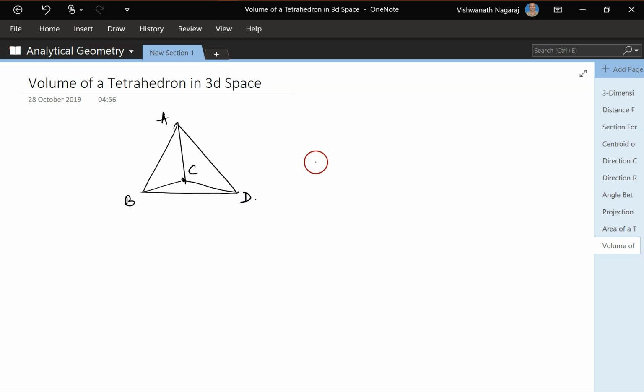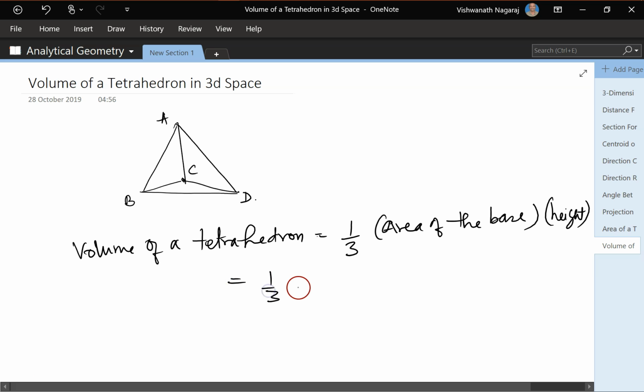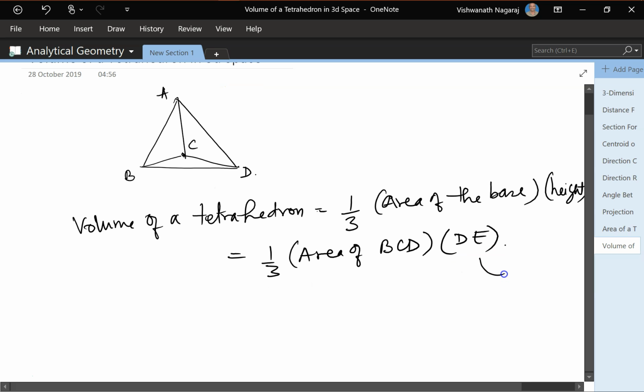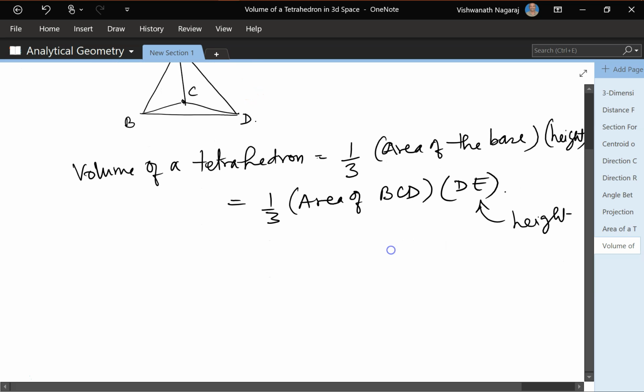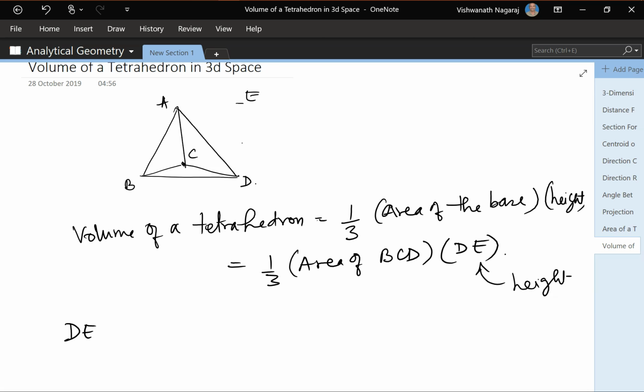Now we know that the volume of a tetrahedron is equal to 1/3 the area of the base times the height, right? So that means 1/3 the area of BCD times DE. Let's say this is the height and E would be somewhere here. So how do we figure out DE? Remember, we are not going to use a scale to measure it.